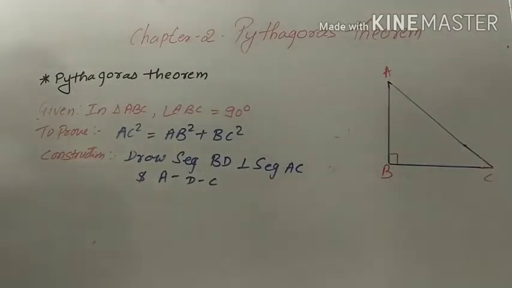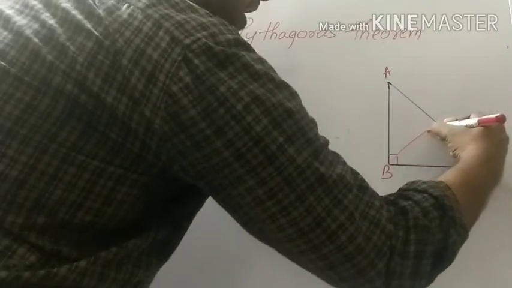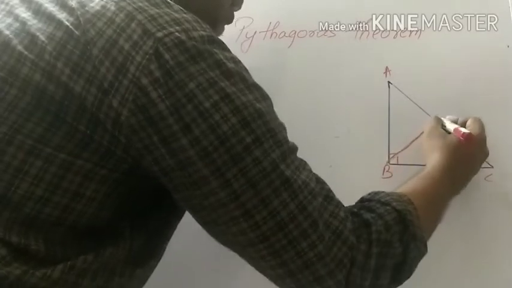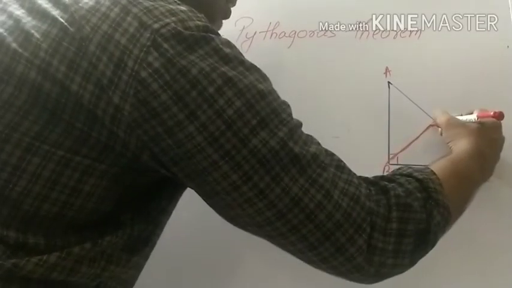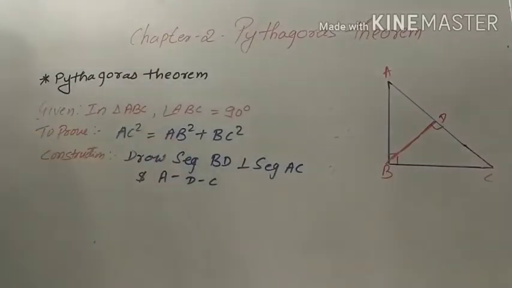So we first construct this segment. We construct this segment perpendicular on hypotenuse. The name of this point is D. Draw segment BD perpendicular on segment AC, and ADC is collinear. So now we start proving.